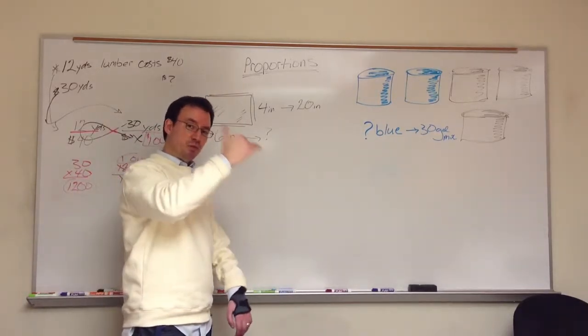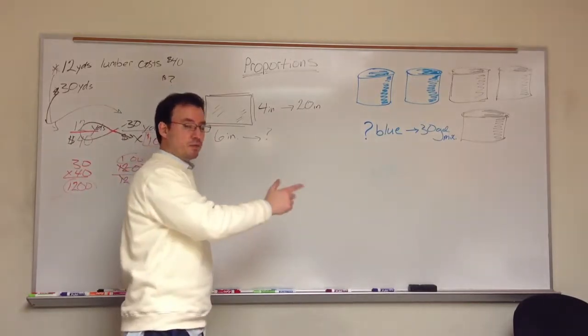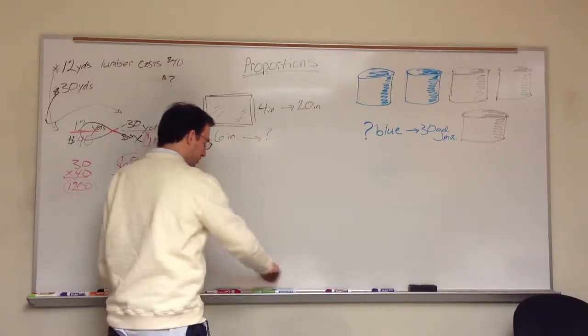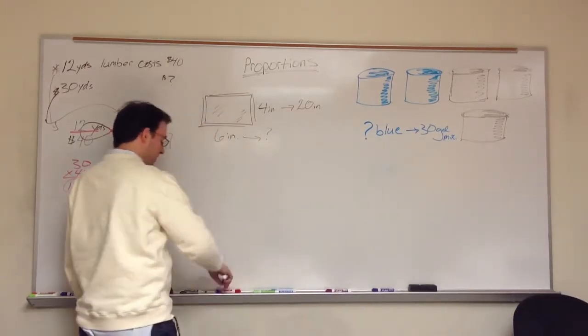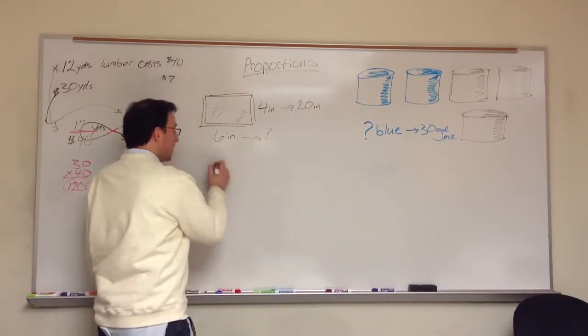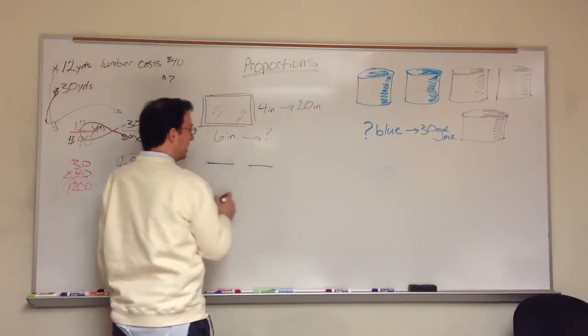We have a 20-inch on one side, and we need to know how long to make this. We know that's going to be 20 inches, but we need to know how long this is going to be to fit. So again, we can set up our proportions. How do we start? Lines and labels, lines and labels. Lines, then we do our labels.